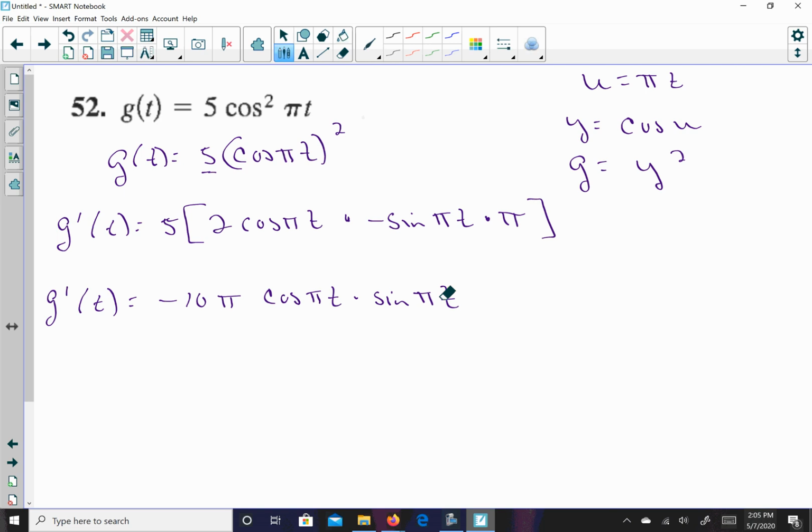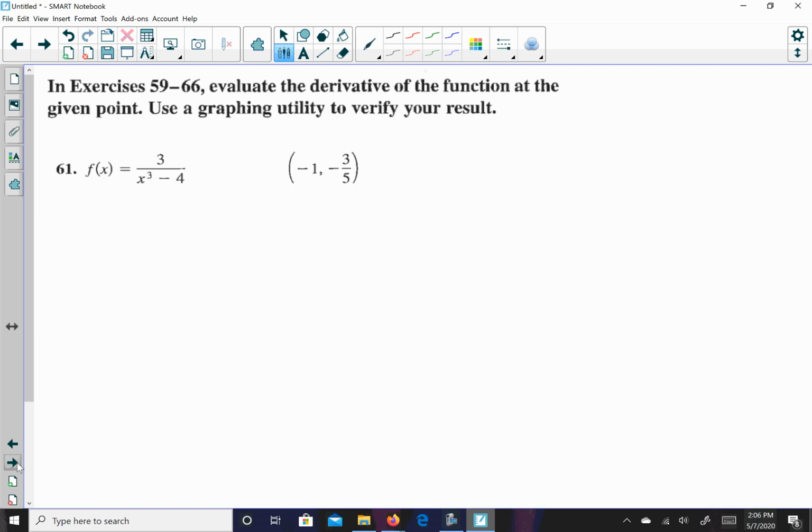The book is remembering an identity, which I'm sure most of you don't remember, but the book is going to rewrite this. Don't worry about it. Just leave it like that. If you check the answer in the back of the book and you see something like the sine of 2x or the sine of 2t, know that they're using one of those properties that you learned last year in honors. Check with Miss Bella if you need those, so we're not going to worry about that.